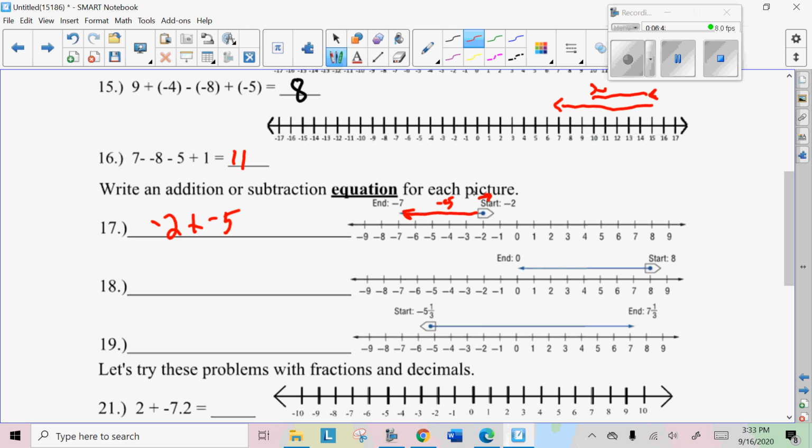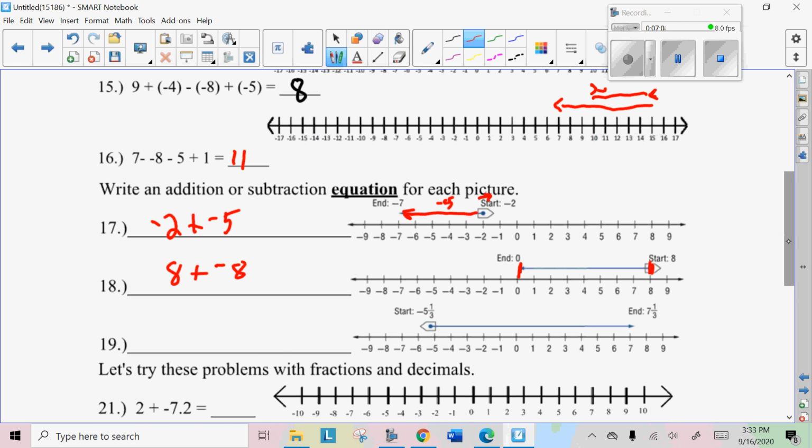Okay. So let's do one more together. We're starting at 8. We're facing to the right, which is a plus. But we're going backwards, which means we're adding a negative. This line is 8 units long. All right.